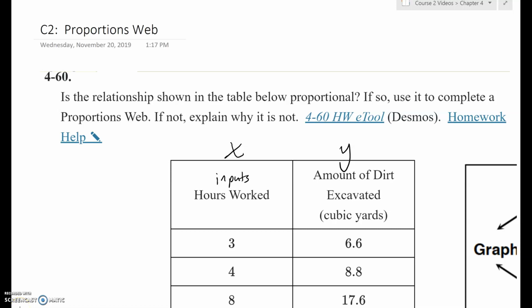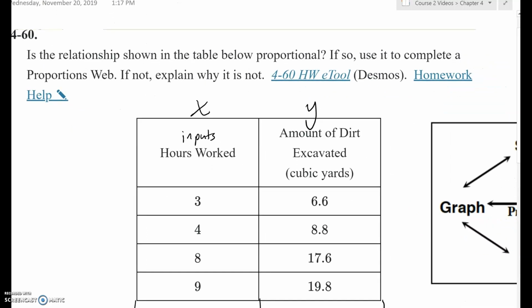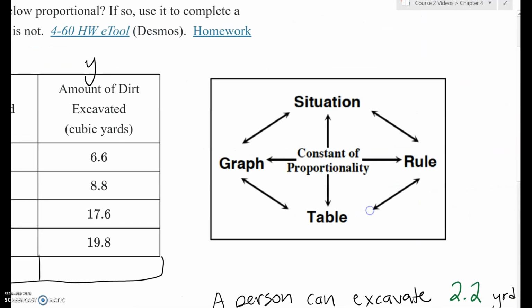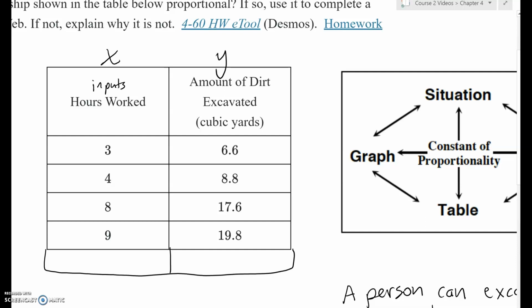This question is from Course 2, the 7th grade book from CPM, and it's about Proportions Web. Problem 460 asks you, is the relationship shown in the table below proportional? If so, use it to complete a proportions web. This is a proportions web with the constant of proportionality in the center, and that kind of drives the rest of our work here. We'll do that in a minute. So first thing, is this relationship proportional?